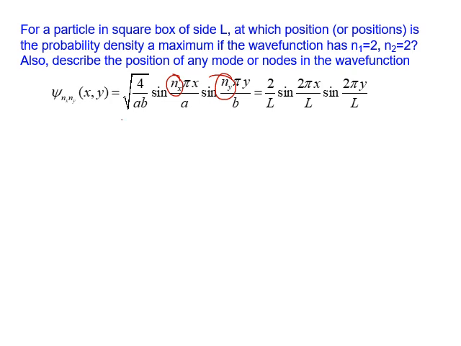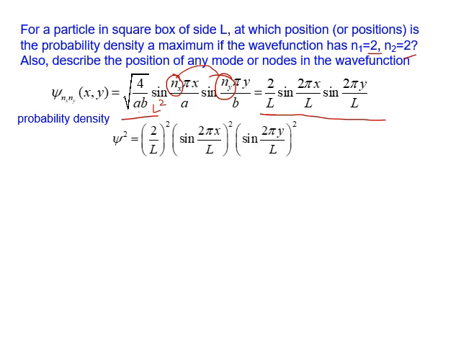And here is the square root of 4 divided by ab, and if it's a square, then a equals b. Both are L, so it's L squared. So the square root of 4 over L squared gives you 2 over L, sine 2 pi x over L, sine 2 pi y over L, when both quantum numbers are 2. Both are 2, so that gives you the wave function like this. All right, so the question is, where is the maximum probability? For probability, you need to square the wave function.